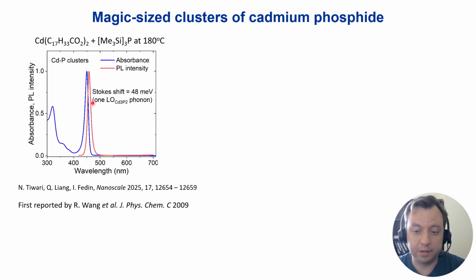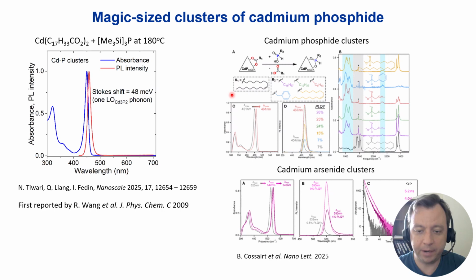There are atomically defined clusters of cadmium phosphide, which were first reported in 2009. We synthesized them. And these clusters show spot-on reproducible absorption at 451 nanometers and spot-on reproducible emission at 455 nanometers. In parallel, the group of Brandy Kassar also synthesized these clusters and tried to characterize them. In particular, they were looking at the effect of the surface ligand capping on the photoluminescence quantum yield and also on the photolysis dynamics in cadmium arsenide clusters.